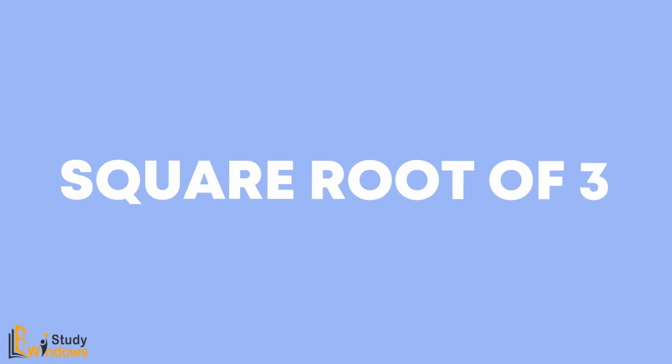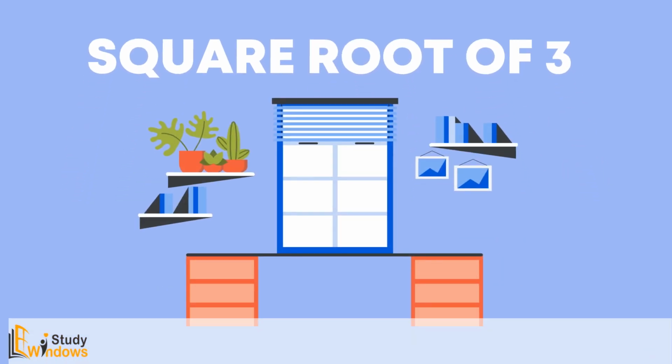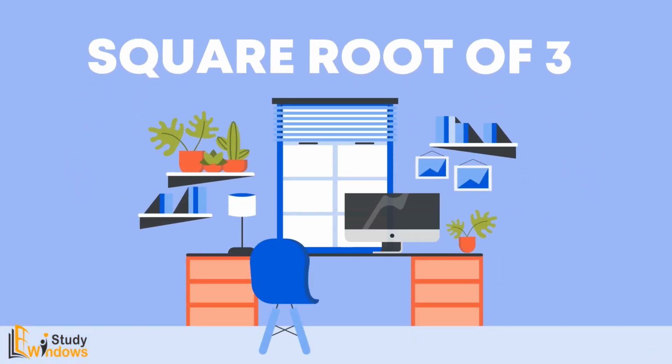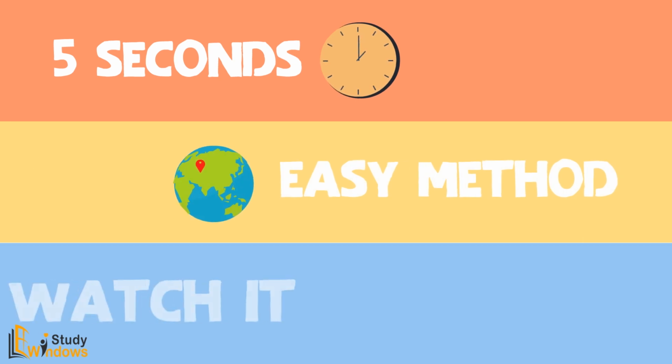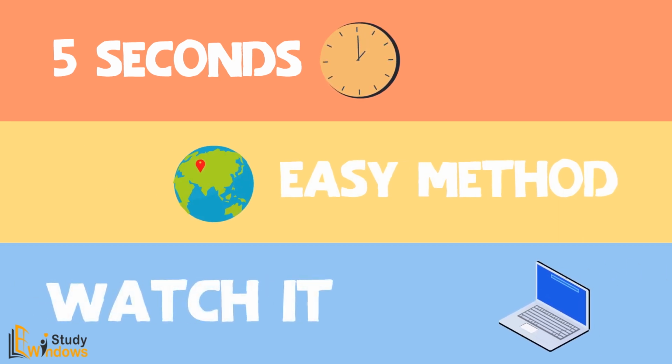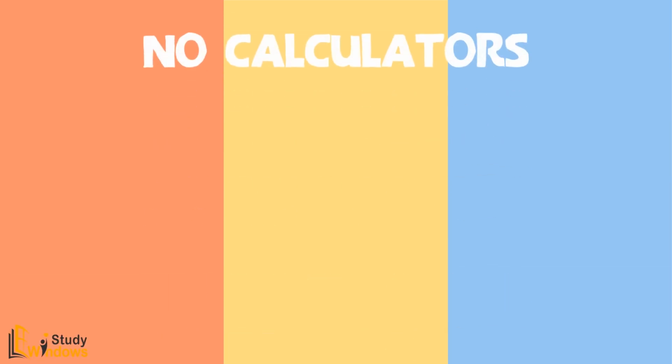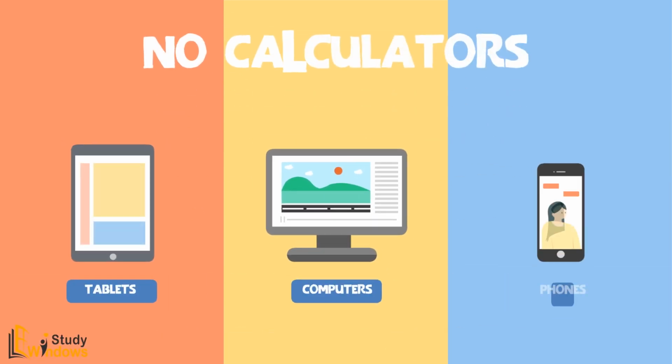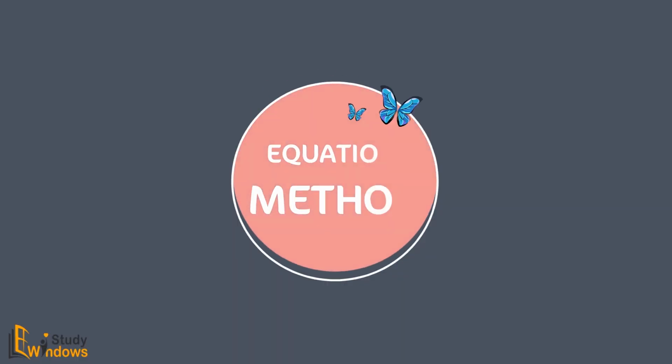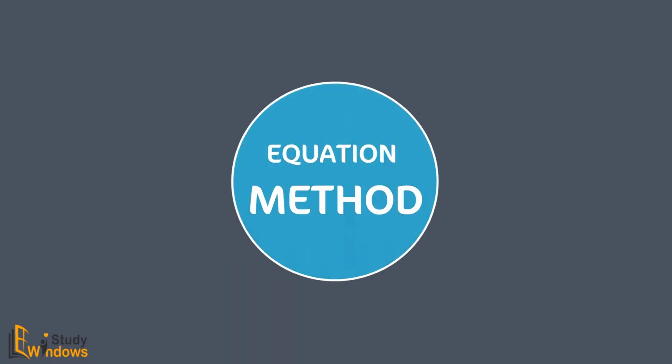Let's learn square root of 3 by equation method. We can get the value of the square root of 3 just in 5 seconds. It is the easiest method. Let's watch the session. We don't need any calculators, tablets, computers, and phones. So, the square root of 3 by equation method.